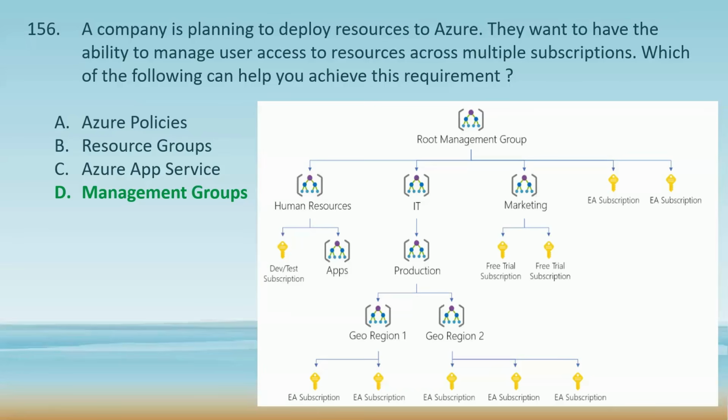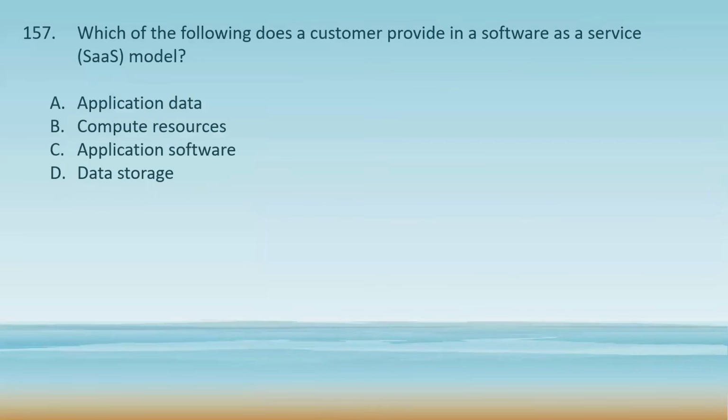Let's look at the next question. Which of the following does a customer provide in a software as a service, or SaaS, model? Your options are application data, compute resources, application software, data storage. And the correct answer in this case is option A, application data. With SaaS, cloud providers host and manage the software application and underlying infrastructure. And they also handle any maintenance like software upgrades and security patching. Users connect to the application over the internet, usually with a web browser on their phone, tablet, or PC.